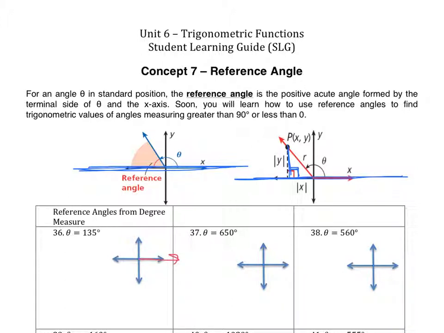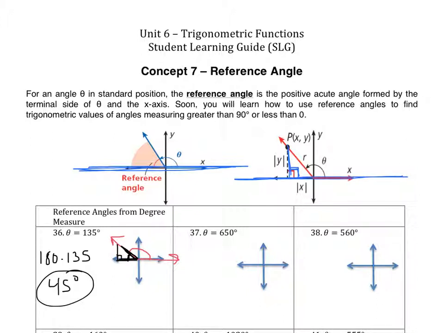Let's take a look at number 36. I go ahead and put my initial side of my angle, and then 135, so I know I go 90, 135, I'm over in this quadrant. Now what we're going to do is drop a perpendicular to the x-axis. Here's my right angle, and the angle I'm looking for is right here. That's my reference angle. So I am nearest to 180, so I'm going to take 180, subtract 135, and I get 45 degrees. That is my reference angle. Go ahead, pause, and try number 37.